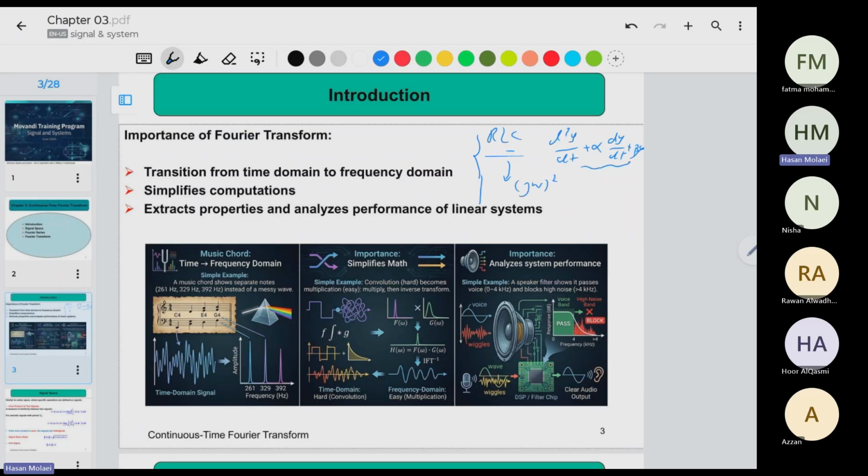J omega squared dy plus alpha j omega plus beta y.